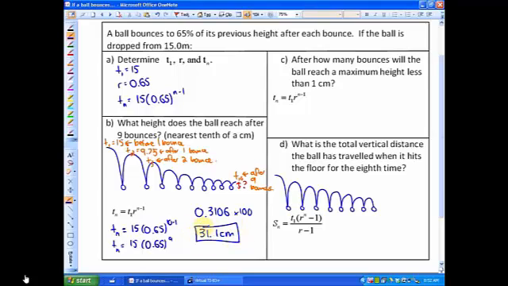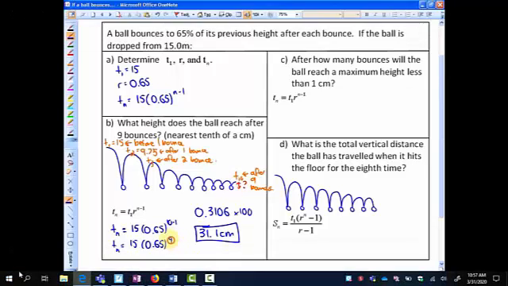The common sense method would say, if you don't use the formula, it would be 9 common ratios later that would be after 9 bounces. So the exponent here would be 9. You could have jumped straight to that step.